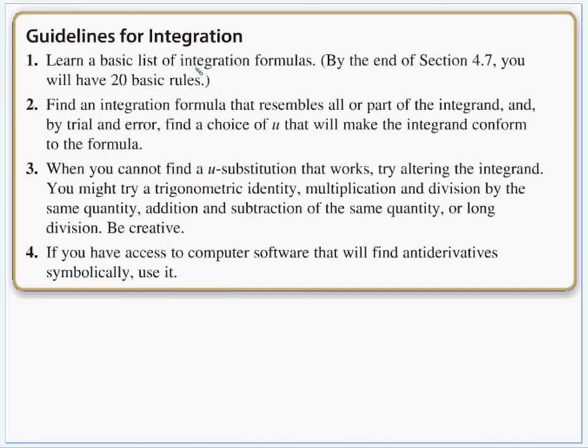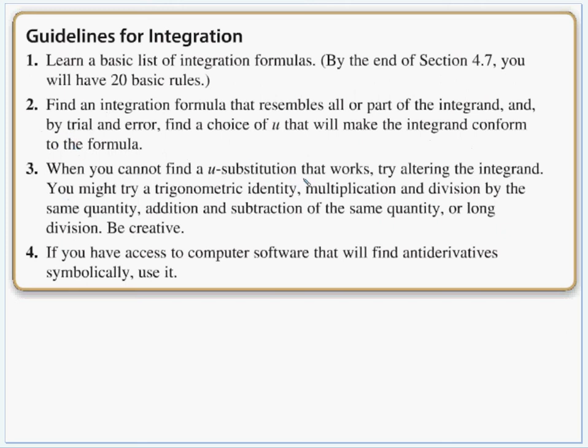1, learn a basic list of integration formulas. By the end of the next section, we're going to have 20 basic rules. 2, find an integration formula that resembles all or maybe just a part of the integrand. And maybe by trial and error, find a choice of u that will make the integrand conform to the formula.